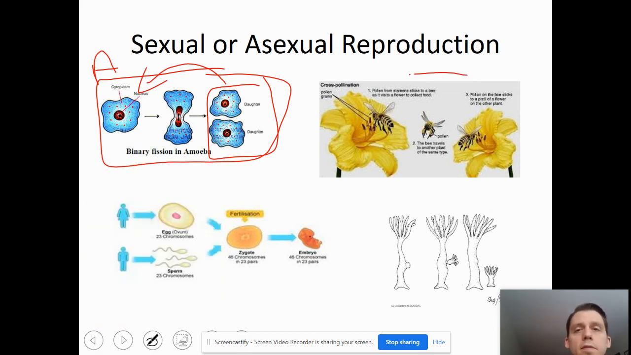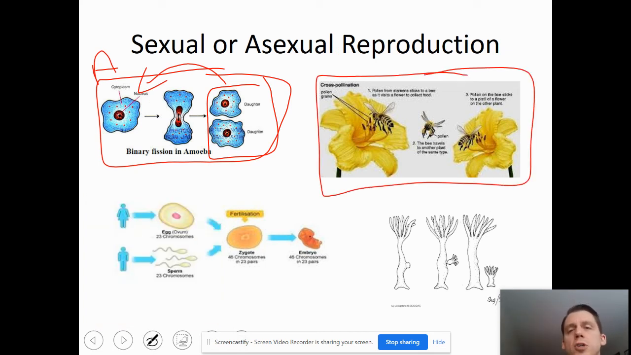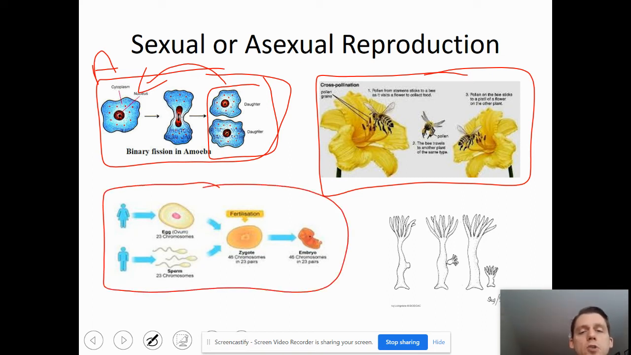pollinating the flower. That is sexual reproduction because the bee is taking pollen from one plant and moving it over to the other plant. That's going to mix up the DNA of the plants and make the new seeds that are produced genetically unique. But that requires some energy. Here is a sperm and an egg meeting to produce an embryo. Again, a lot of energy there.